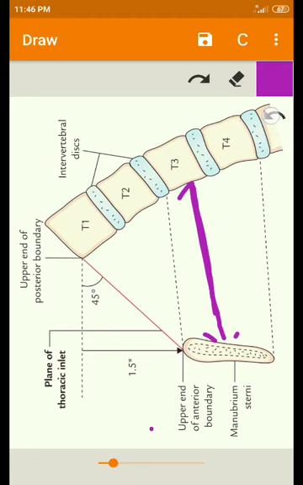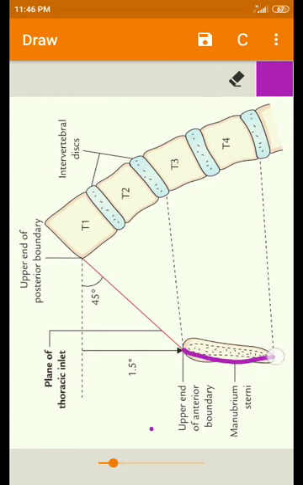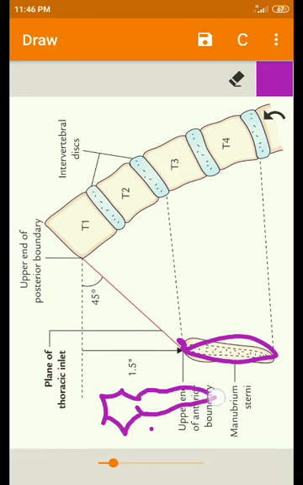What are the boundaries of this superior aperture, or inlet of thorax? Anteriorly, it is bounded by the upper border of the manubrium sterni. This is the manubrium sterni. We can see the sternum here. This is the body of the sternum, and this is the xiphoid process. This forms the upper border of the manubrium.